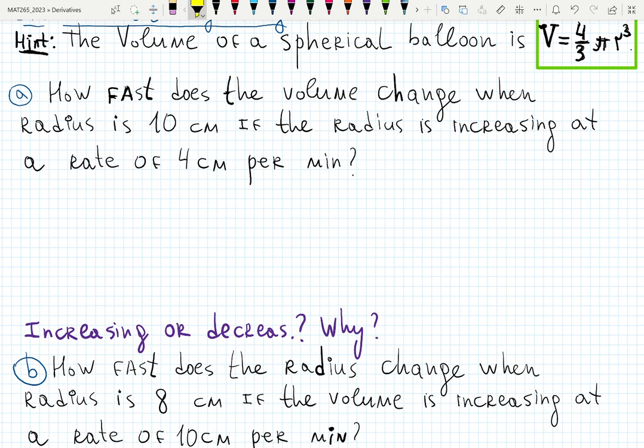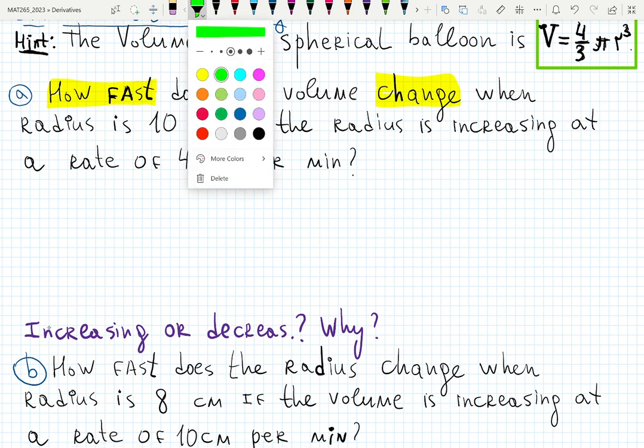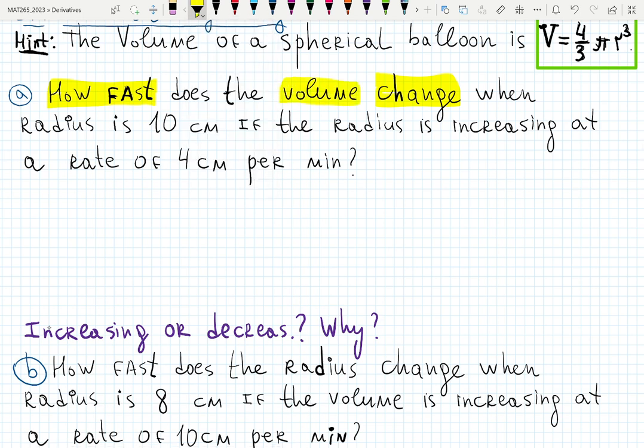Okay, the first thing I see, as a non-native English speaker, is how fast. How fast is derivative. I know that. So something they give me, or they ask me about something. When they say how fast, that's going to be a question. So we need to find how fast something is changing. That's definitely derivative. Now I need to find the noun or the object that is actually changing. I'm going to put it in yellow. I see volume. How fast does the volume change? Good. This is good enough to write down.